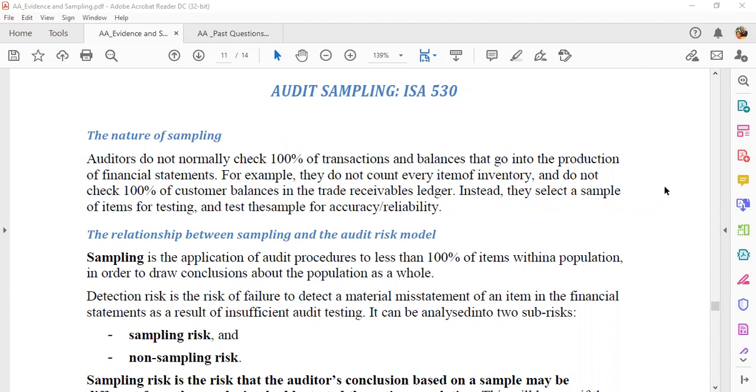We can't guarantee the users of the financial statements that this particular financial statement is 100% correct. One of the reasons why we can't do that is the way we carry out the audit process. We use sampling. So when we say sampling, we are not checking the entire world, we are not checking the entire population.